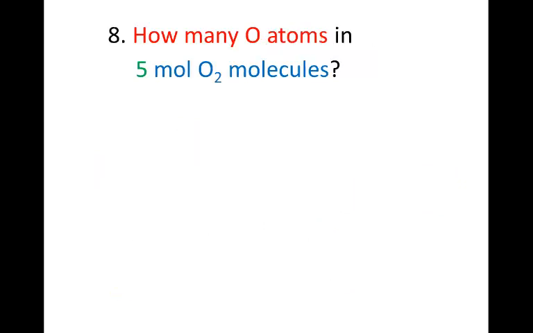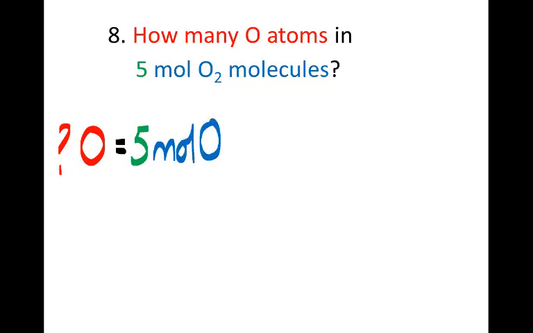How many O atoms in 5 moles of O2 molecules? How many O atoms, not how many moles O atoms, how many O atoms in 5 moles of O2 molecules. You cannot get O2 atoms, so by writing O2 we know it means molecules, so we could leave that one off. You can't leave the mole off, and you can't leave the O2 off, otherwise it's not clear.